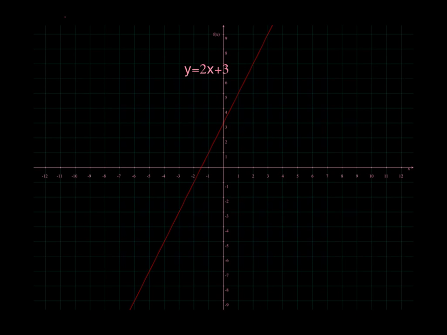Right here I have the equation y equals 2x plus 3. Can you guess it? If you guessed slope intercept, you're right. As you can see, slope intercept is y equals mx plus b. b is the y-intercept, and m is the slope.